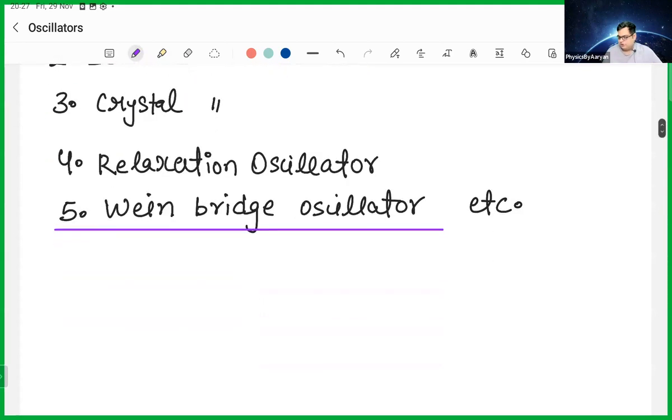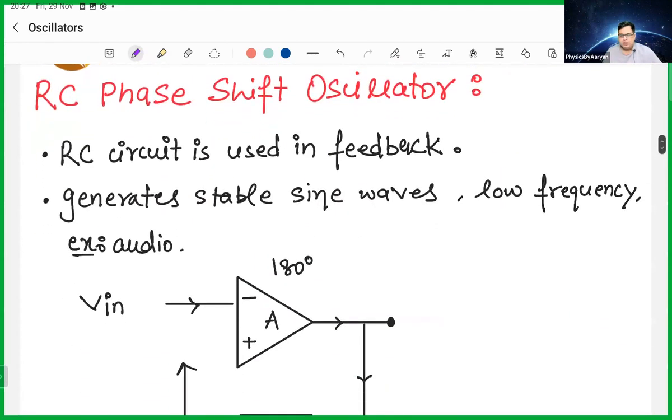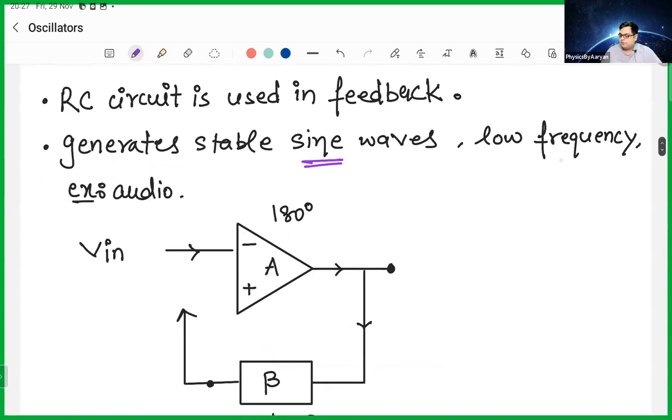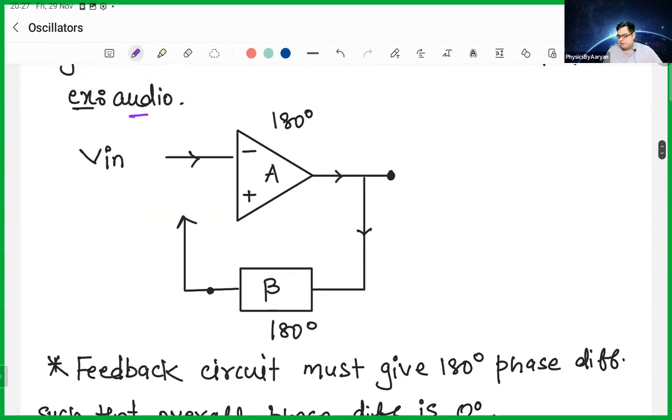So let's begin with the RC oscillator. In an RC oscillator, you have an RC circuit in the feedback. So in the feedback, you will have R and C, resistor and capacitor. RC oscillators generate a stable sine wave. The frequency of that sine wave is low. For example, it is in the audio range. Now what is the requirement basically? If I want to produce an RC oscillator, what is my requirement?